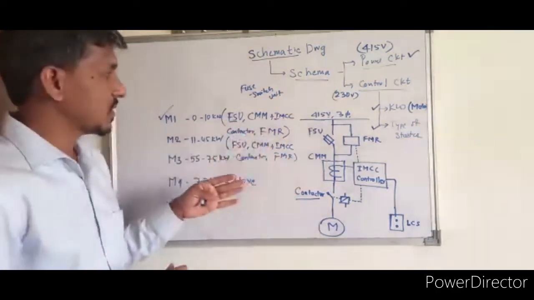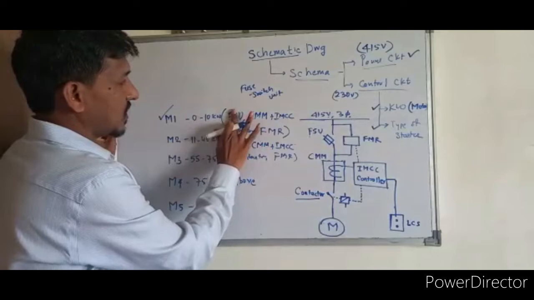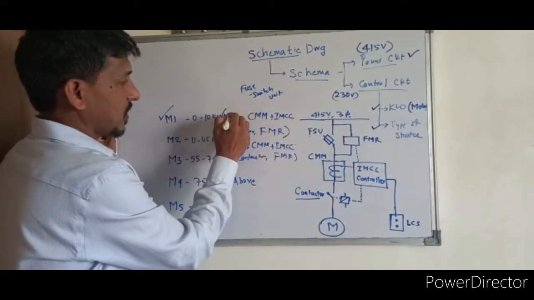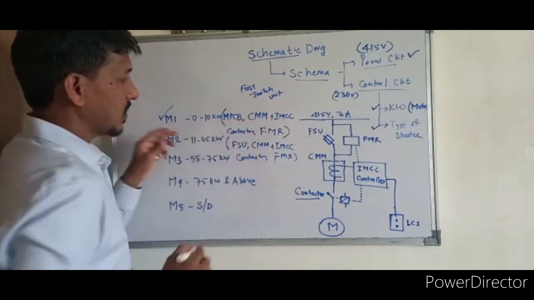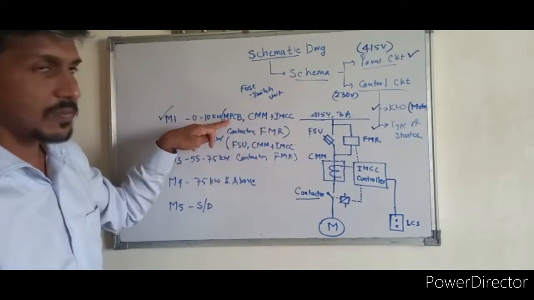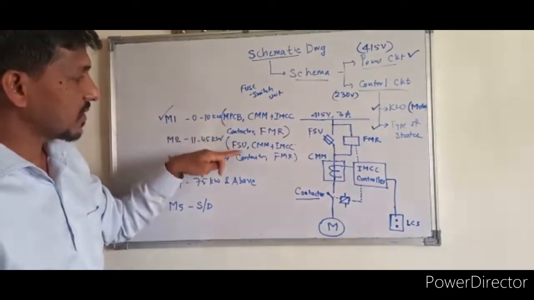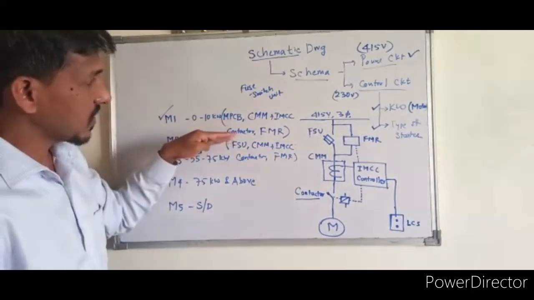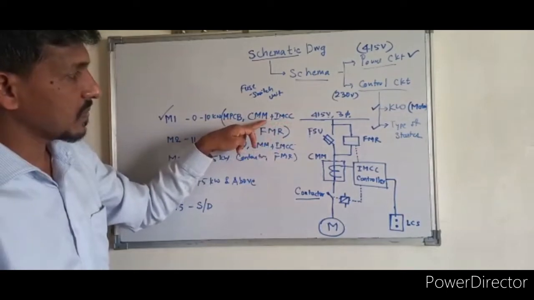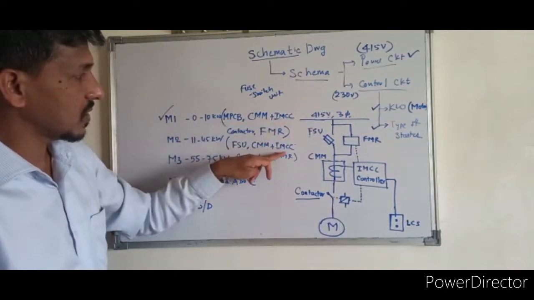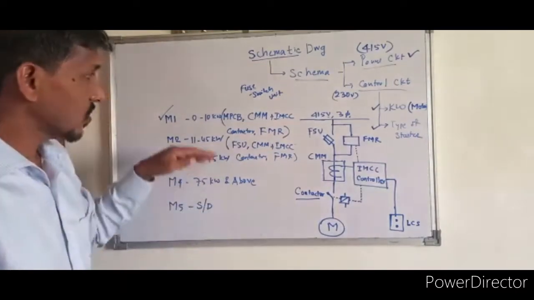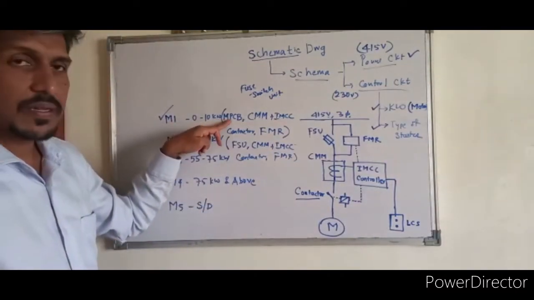Then what is the difference between these? For this 10 kilowatt, let's say there is no FSU here. Here it is your MPCB, motor protection circuit breaker. They have used MPCB for 10 kilowatt, and they have used FSU for 11 to 45 kilowatt. That is the only difference. Otherwise, all the parameters and equipment are the same. CMM plus IMCC you can see here, then contactors, then FMR.